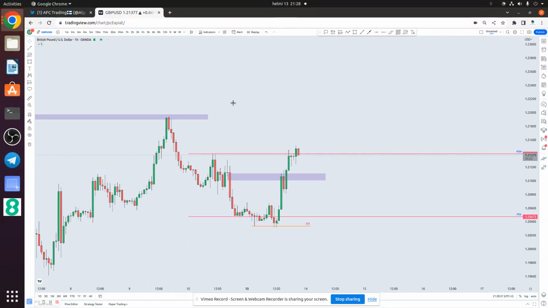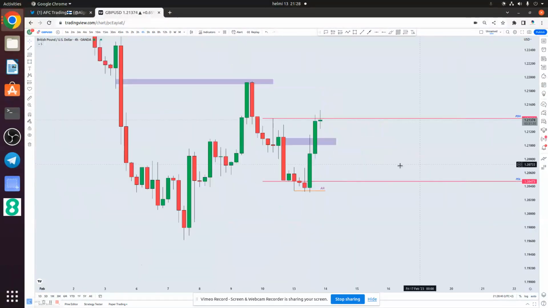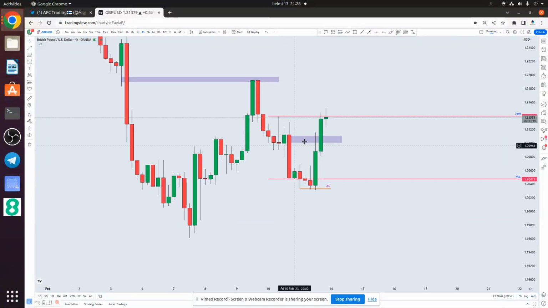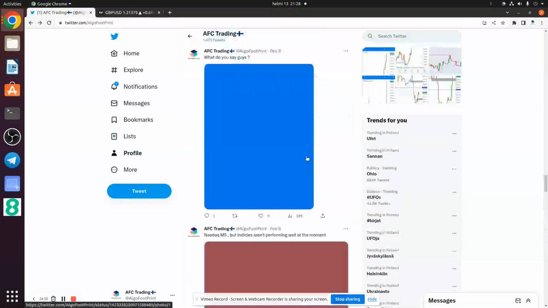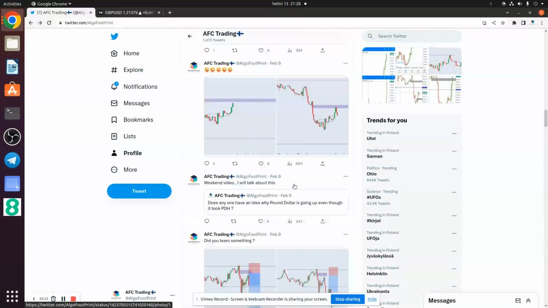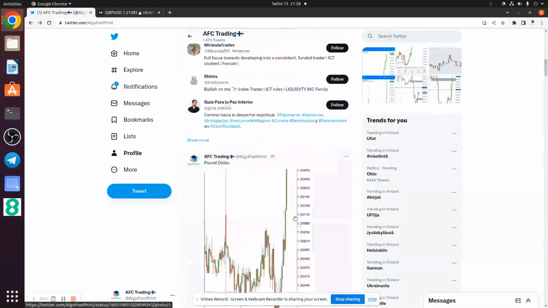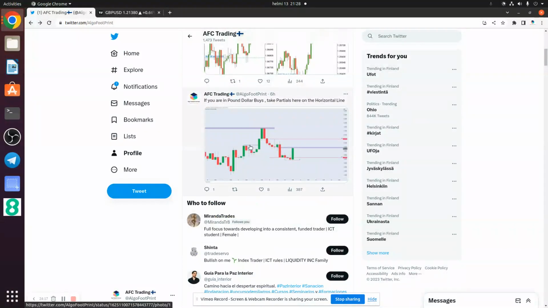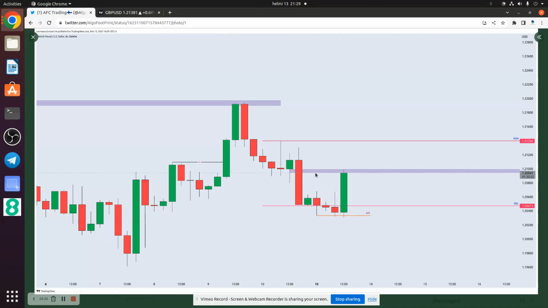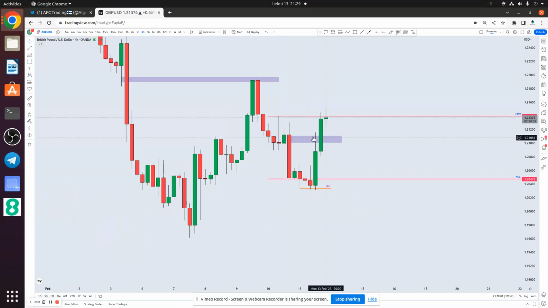Now on the pound dollar, yes, do you remember this earlier? Right here, this is the same thing. I posted today, and I said if you are in pound dollar buys, take partials here on the horizontal line. The horizontal line, I meant this one. I meant this, not the previous day's high markup. I meant this one right here.